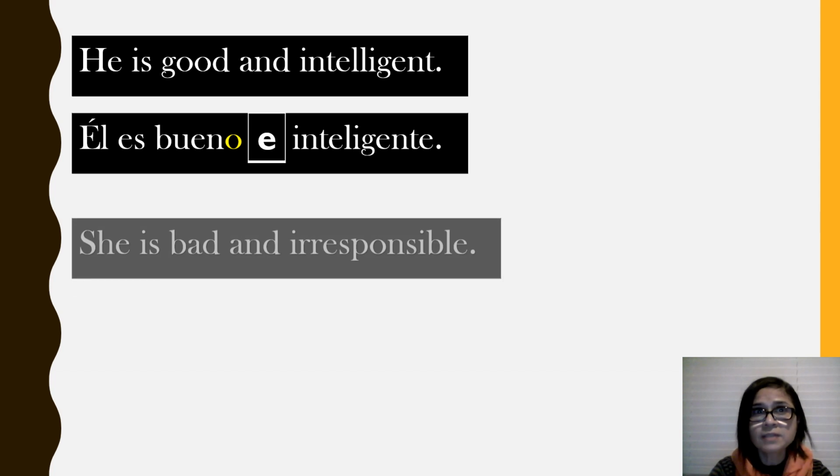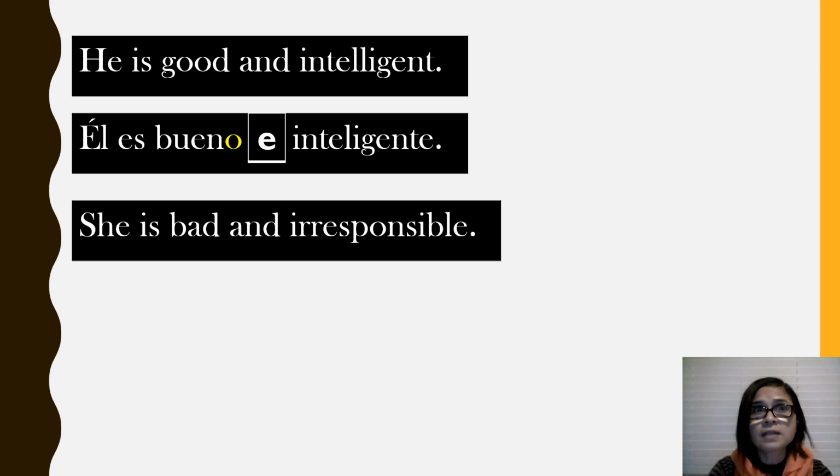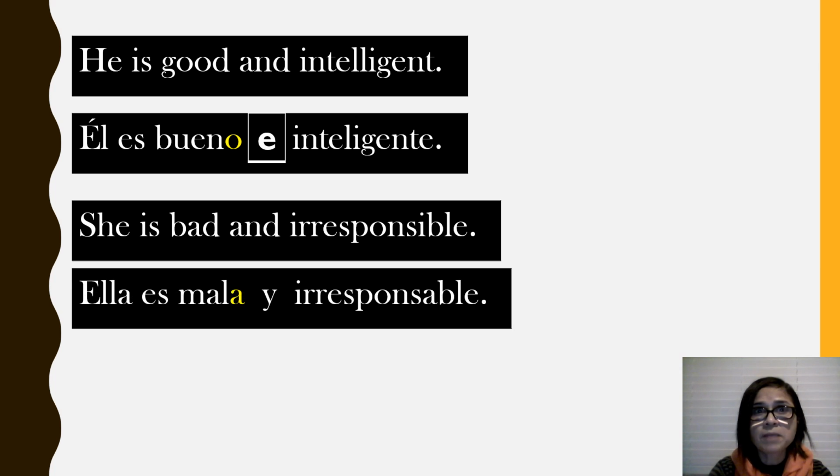Okay, so now here's another example. We are describing she, and we have here she is bad and irresponsible. So ella es mala, and we have the Y, the E sound, and the next word starts with I, and the sound in Spanish of the I is E. So if we leave it like that, we will read it like ella es mala y irresponsable. So to avoid that, instead of using Y, we have to write E, and we will read it like this. Ella es mala e irresponsable.